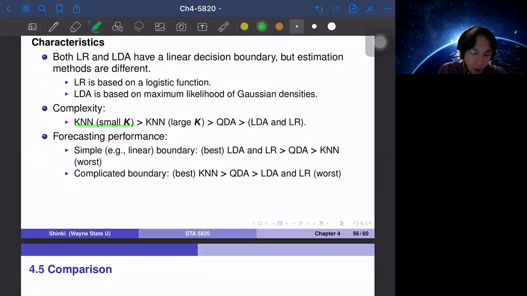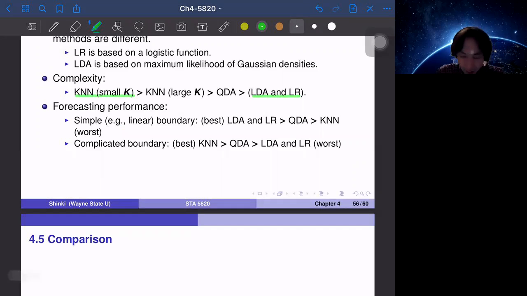Complexity: the nearest neighbor method with very small k is almost arbitrarily flexible. LDA and linear regression are the least flexible, but more stable. Logistic regression is not stable for the separable case, but otherwise it's pretty stable. And forecasting performance: if the boundary is simple, of course LDA and logistic regression are better because we assume the true structure. But if the boundaries are complicated, usually KNN is better than other models.